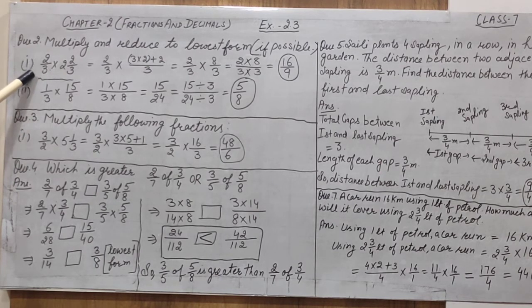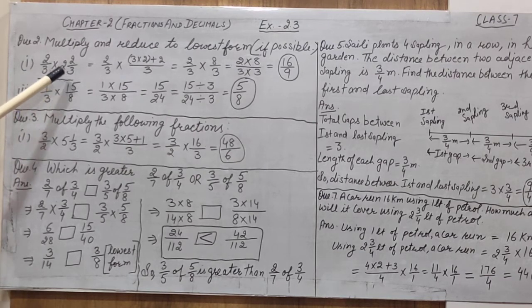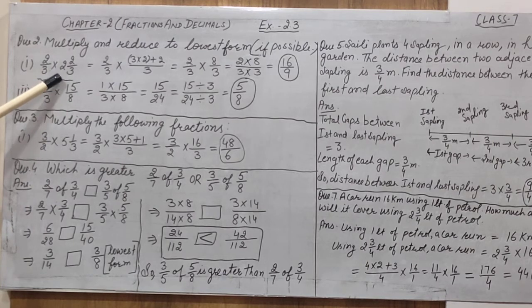2 by 3 is a fractional number, multiplied with 2 and 2 by 3. Now this is a proper fractional number and this is a mixed fractional number. When we multiply these two numbers, a proper fractional number and mixed fractional number, first we have to change the mixed fractional number into an improper fraction. You know very well how we can change the mixed fractional number into an improper fraction.